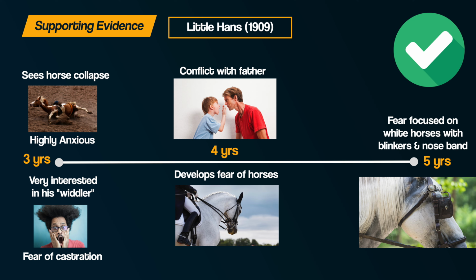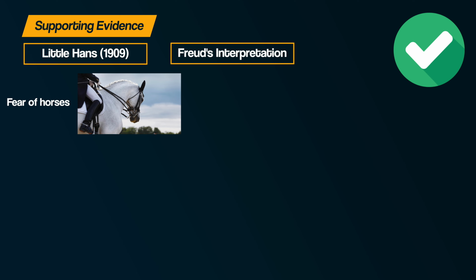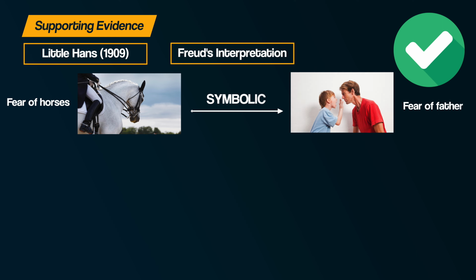One of these fantasies involved Little Hans having a number of children, of which his own mother was the mummy, and with Little Hans's father becoming the granddaddy. What was Freud's interpretation of all this? Freud interpreted Little Hans's fear of the horse as symbolic of his fear for his father, something he had repressed.